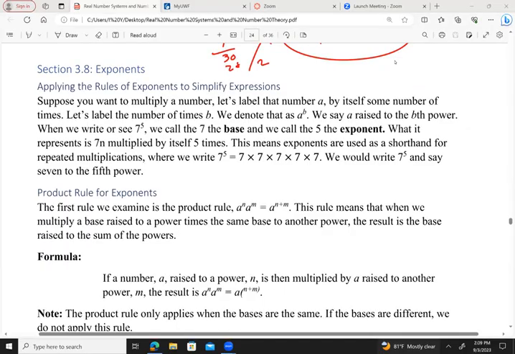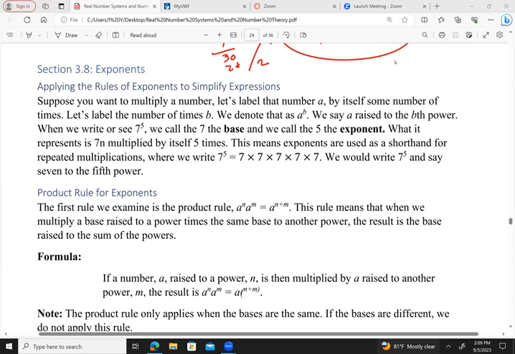Okay, today we're going to look at section 3.8, exponents. Suppose you want to multiply a number, let's label that number A, by itself some number of times. Let's label the number of times B. We can denote this as A to the B power. We say A is raised to the B power.